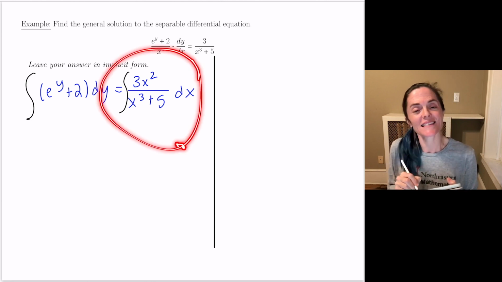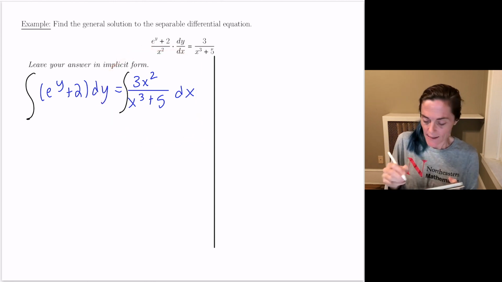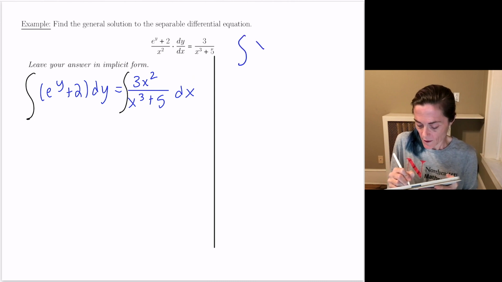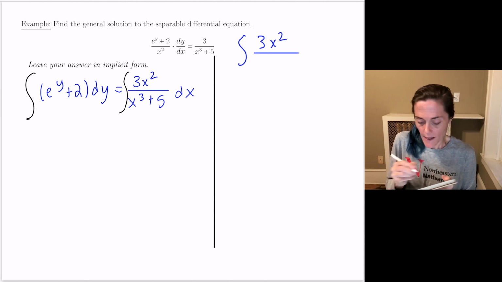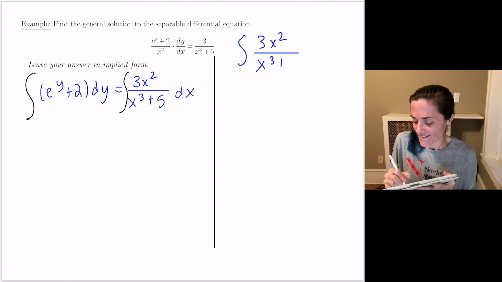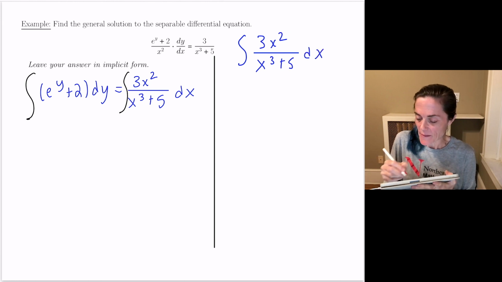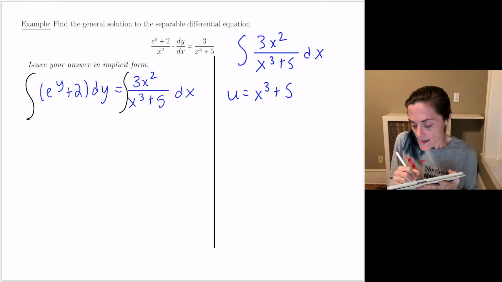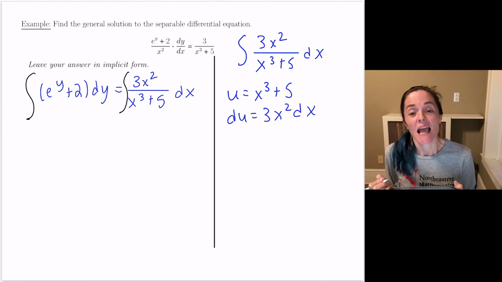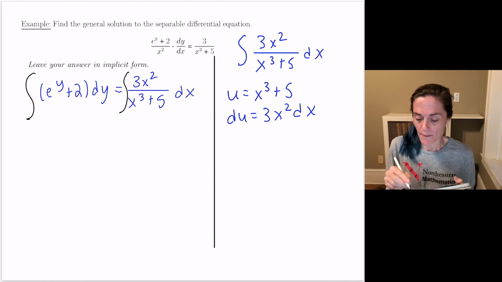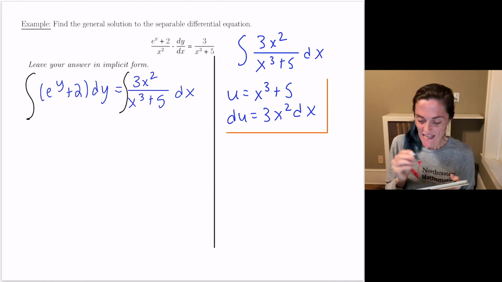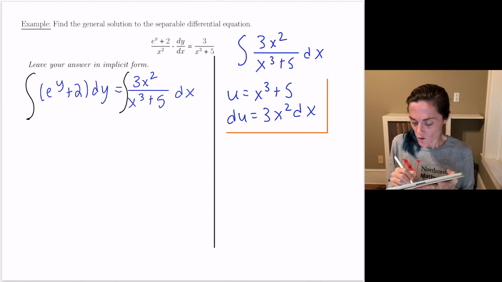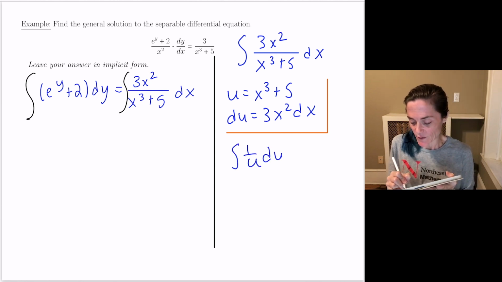But nonetheless, on this side, substitution. So we can come over here and integrate 3x squared divided by x cubed plus 5 dx. My u, well, is x cubed plus 5 in the denominator. Du is 3x squared dx. You'll notice I have exactly du in my integral. So now I have an integral 1 over u du.